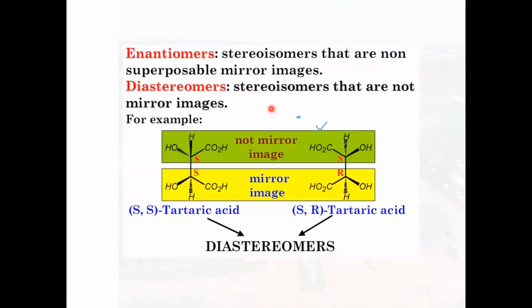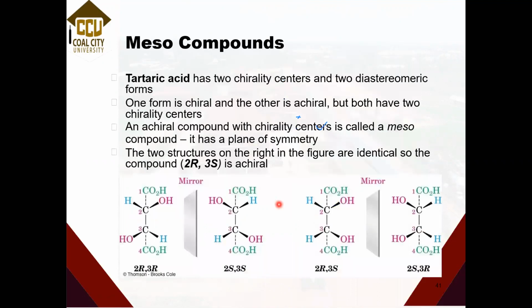So enantiomers, I've already said that. Just a recap: they are stereoisomers that are non-superimposable mirror images. Diastereomers are also stereoisomers, but they are not mirror images. And of course, another example is tartaric acid, which we have seen before. Now, that brings us to meso compounds. We have some compounds that we call meso compounds. Tartaric acid has 2 chirality centers. Tartaric acid was what we saw in our previous slide in the last class, and that's what we are reviewing again.